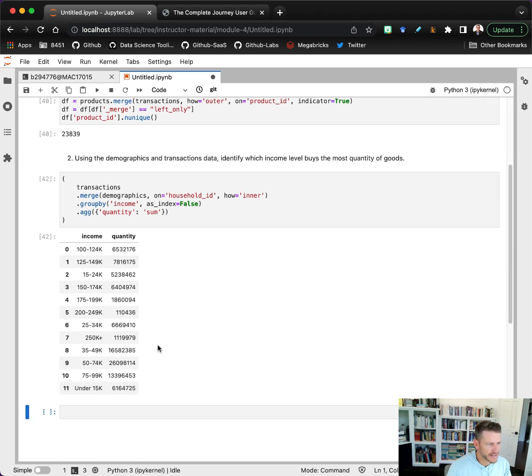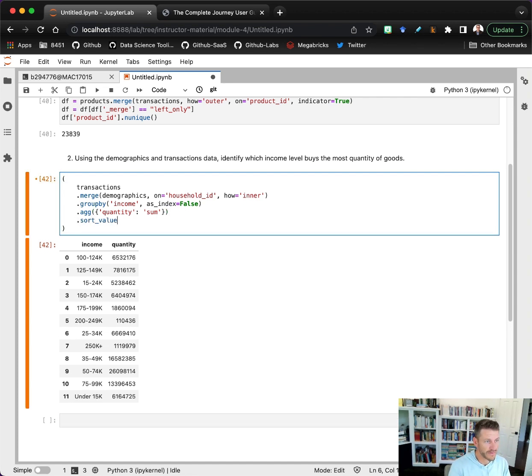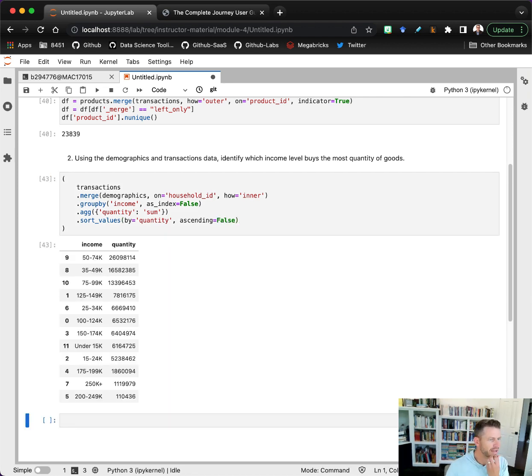So when I do that, I get this resulting data frame that has a total quantity of goods purchased for each income level. And so from there, what I could actually do is sort values, and I want to sort values by the quantity variable, and I want to do it in descending order. And there, now we see that income level of 50 to 74,000 has the greatest quantity of goods sold, followed by 35 to 49, and so on.